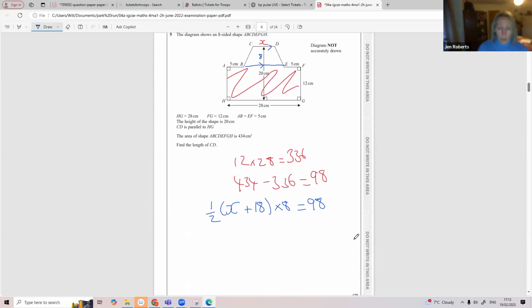I'm going to rearrange that formula. I'm going to times both sides by 2 first. Divide both sides by 8. Take 18 from both sides. Your X is 6.5.